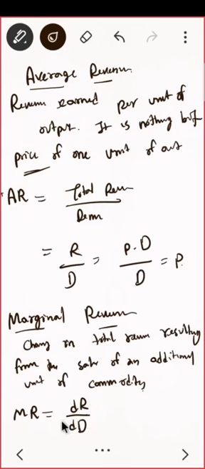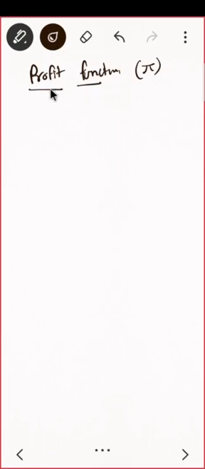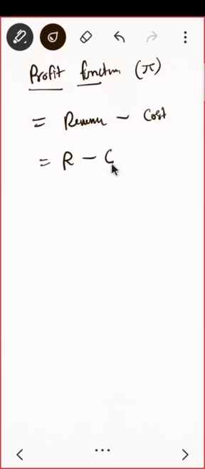Okay. And if somebody asks what is the profit function, how do we calculate profit? That is denoted by pi. What is the profit function? It is equal to revenue minus cost, that is R minus C. You can write C of X too, and C is your total cost, R is revenue. Revenue minus total cost.